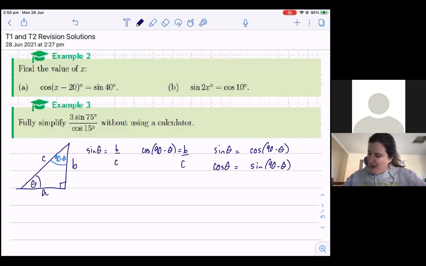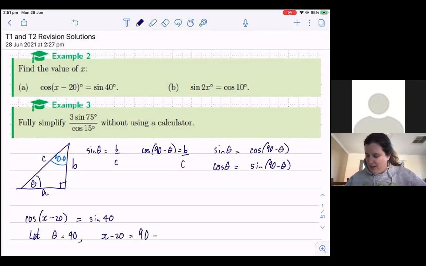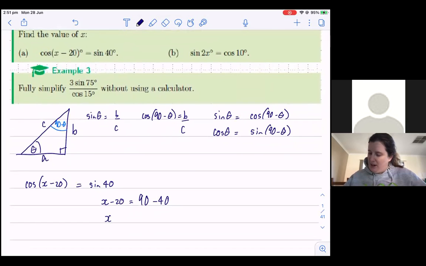So for question A, if we've got cos x take 20 equals sine 40, so let's let theta be 40, then x take 20, for them to be equal, must be the same as 90 take theta, 90 take 40. I didn't really need to do the theta step, let's be honest. Yeah, let's get rid of that. Hide my shame, which means x take 20 must be 50, so x must be 70 degrees for cos of x take 20 to come out the same as sine 40.